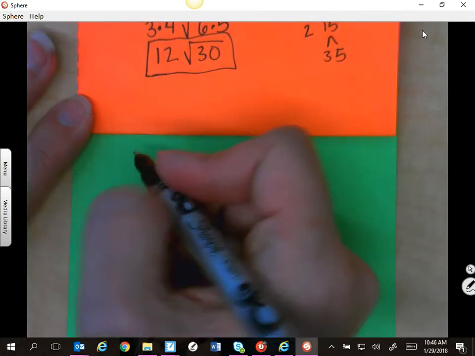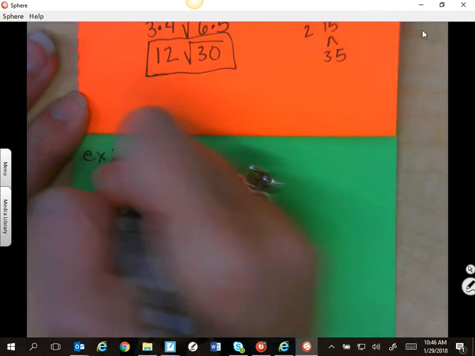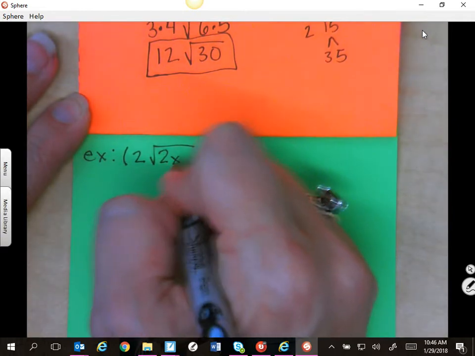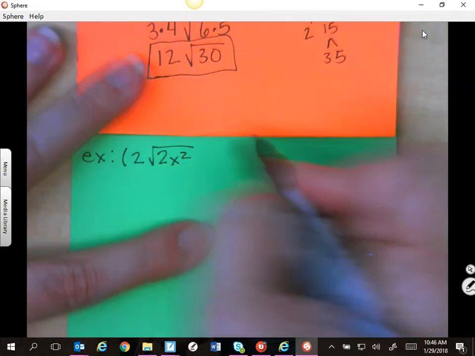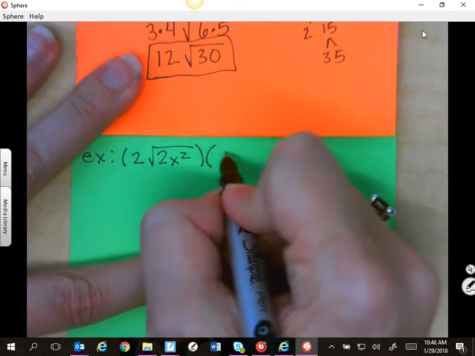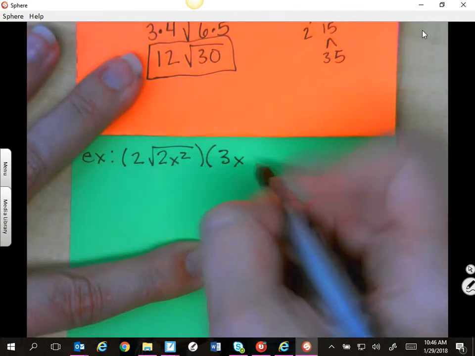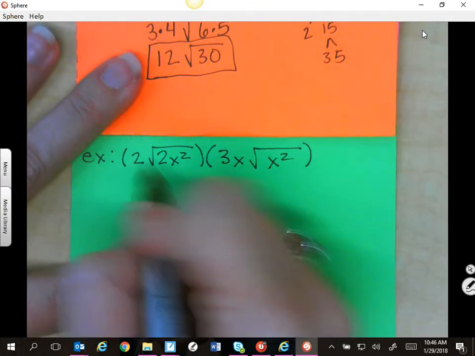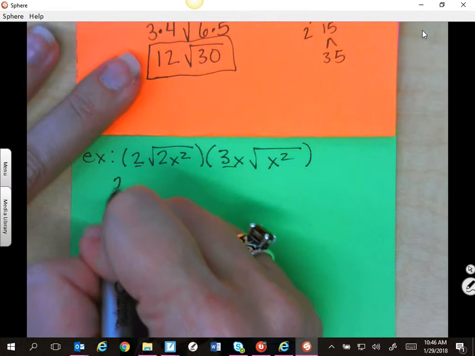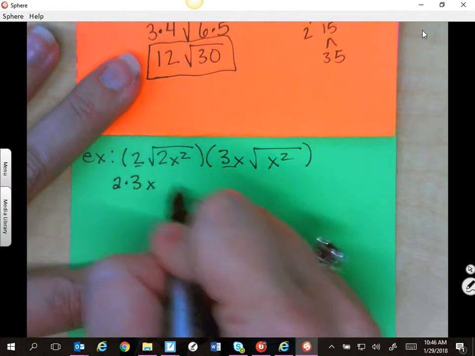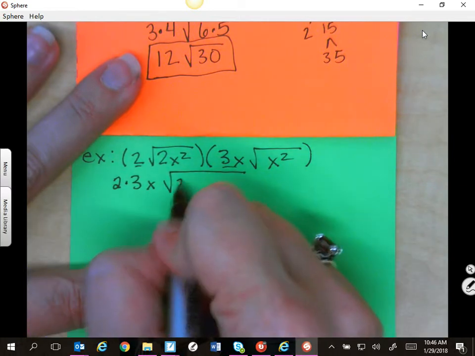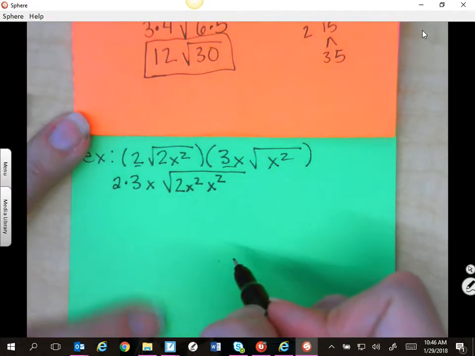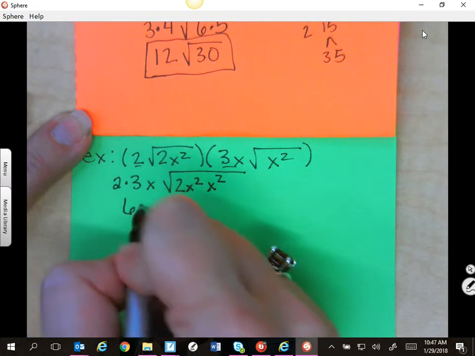Down here, we'll try 2 times the square root of 2x squared multiplied by 3x on the square root of x squared. So again, coefficient times coefficient, 2 times 3x, radicand times radicand. So I have 6x is my coefficient.